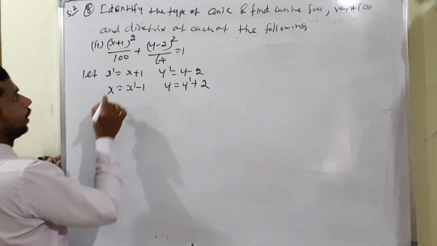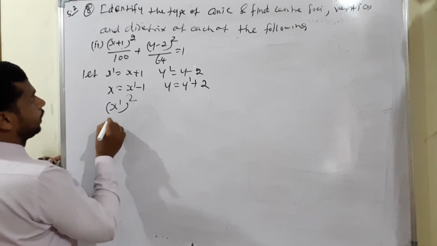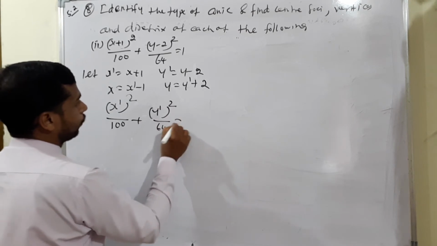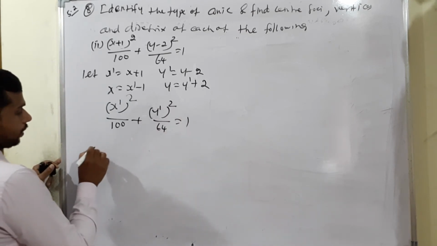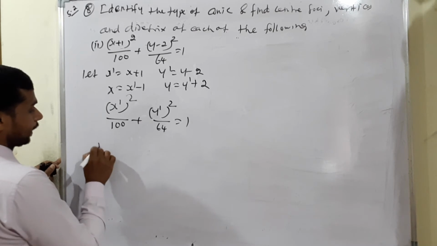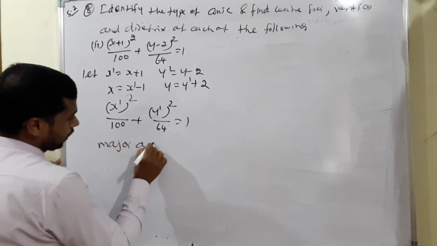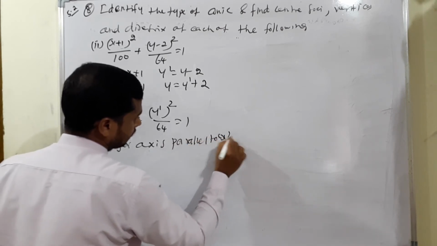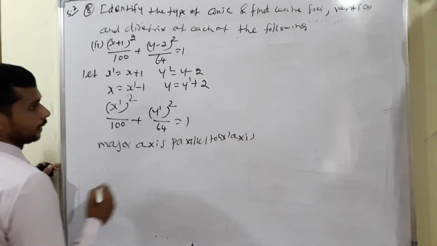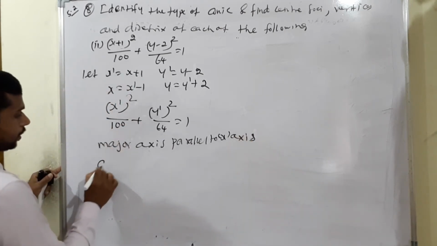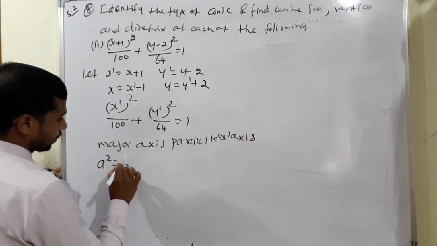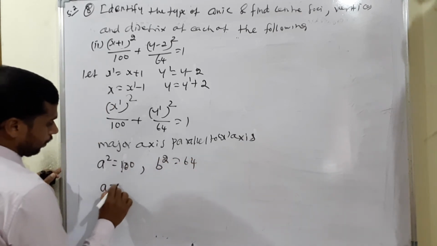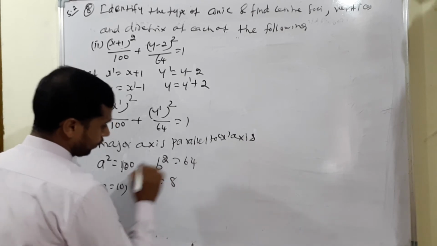Instead of x plus 1, we can write x dash squared divided by 100 plus y dash squared divided by 64 is equal to 1. Definitely we can say it's a major axis parallel to x axis. Parallel to x axis means the biggest value is considered for a square. So, a square is equal to 100, then b square is equal to 64. Therefore, a is equal to 10, b is equal to 8.